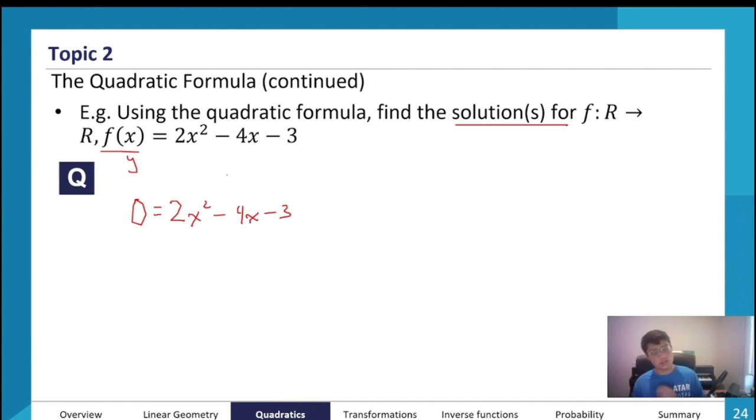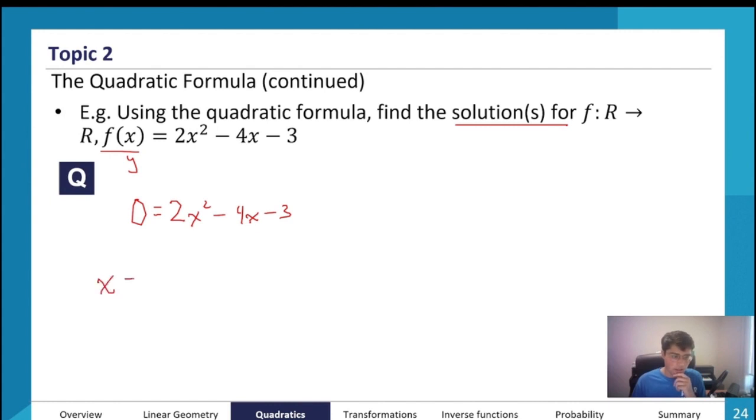So again, we could convert to factorized form by finding two numbers which multiply to give the product of negative 3 and 2. In this case, that's negative 6, and add to give negative 4. In this case, I can't think of any two numbers, so that method is out of the question. We could also convert it into stationary point form. But in this case, the question is asking us to use the quadratic formula. So that's the method we're going to use.